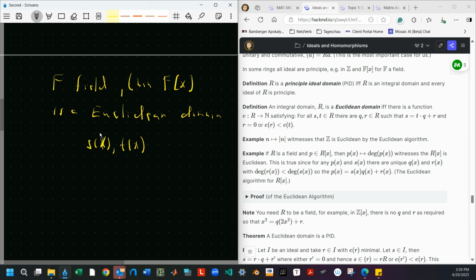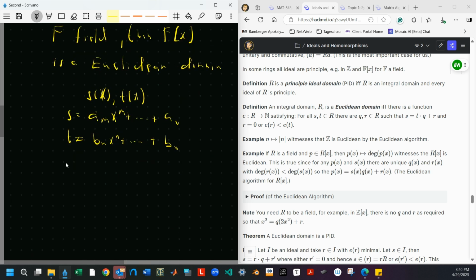I don't know what this thing is, so S of X may be, let's say, a_m x^m plus dot dot dot plus a_0, right? And T of X, I'll drop the X again, maybe b_n x^n plus dot dot dot plus b_0, right? So I've got these two polynomials, and I'm claiming I can write S of X equals Q of X times T of X plus some R of X, where I want something to decrease, and what it's going to be is the degree of R of X is less than the degree of T of X.